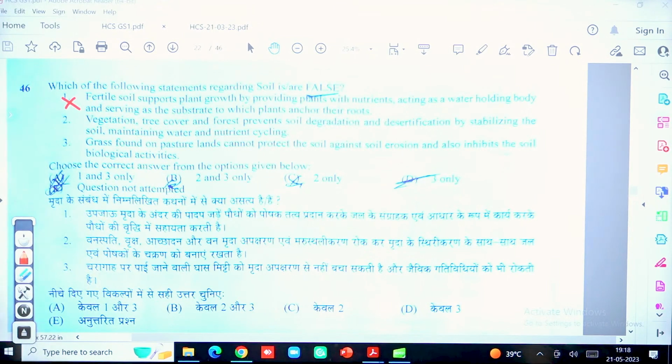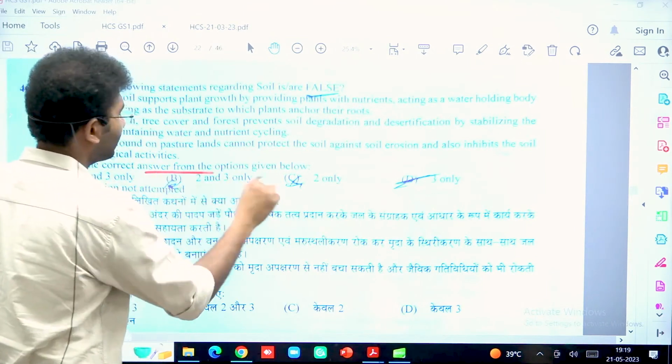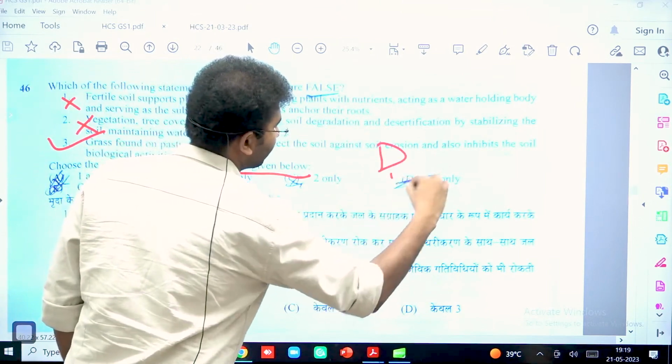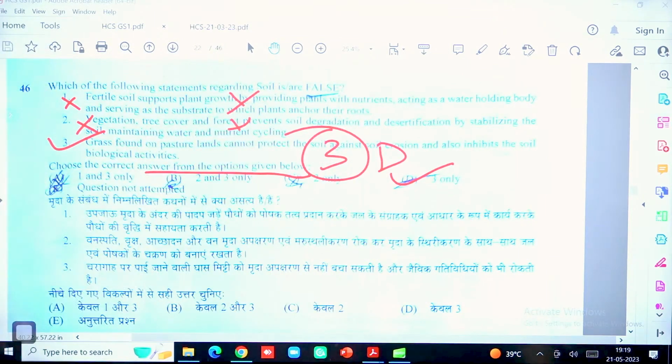Vegetation, tree cover and forest prevent soil degradation and desertification by stabilizing the soil mantle and maintaining the water nutrient cycle. Statement 3, grass found on pasture lands cannot protect soil against soil erosion and also inhibits the soil. Yes, statement 3 is right, statement 2 is wrong. Choose the correct answer from the options. The answer is D. Okay, only 3 is the right statement. Both statements are wrong.